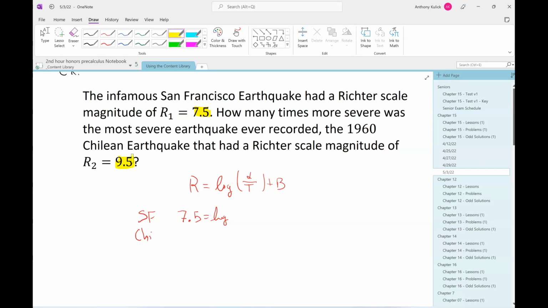The other piece here, when it asks for how many more times severe, is that the severity of the earthquake is going to be described by the displacement from whatever normal Earth is, right? So we're looking for a ratio of the alphas. Is that cool? One more assumption we're going to make is that the periods are the same. Because we're not given any information about the periods, we're just going to assume the periods are the same.